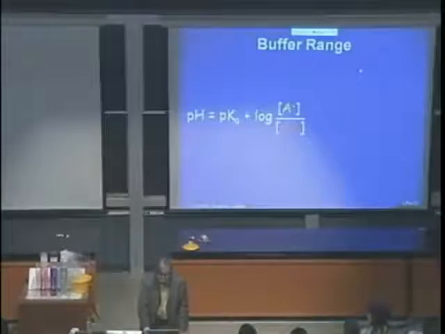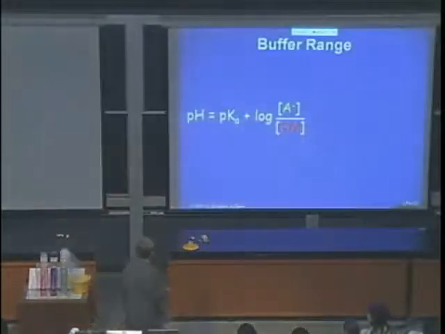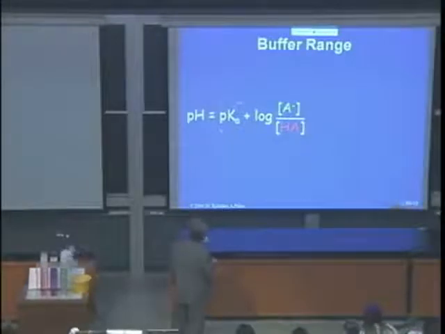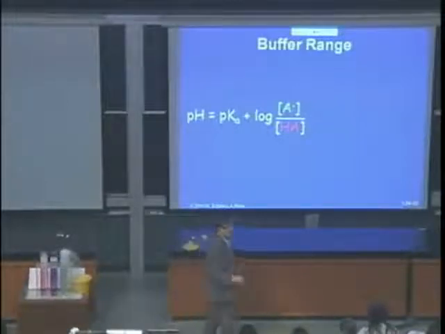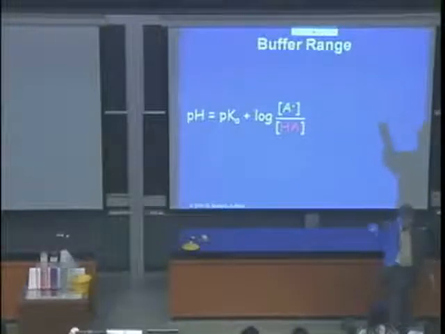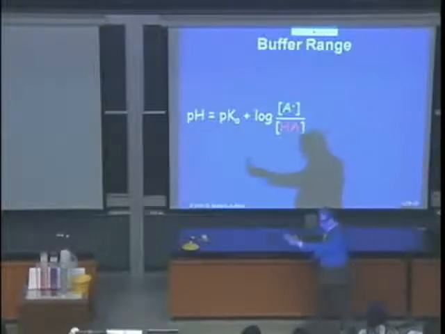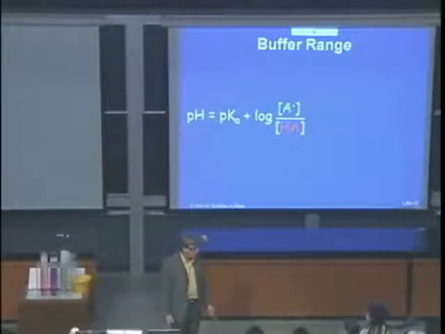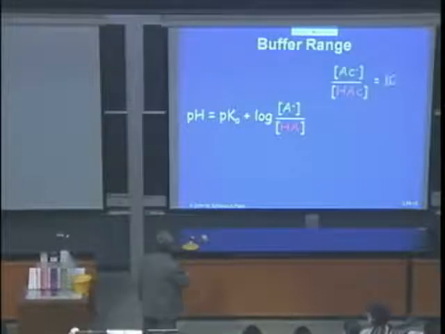And so with this, we're going to go on and talk a little bit more about buffers. So the buffer range is pH equals pKa, or pKb, plus log A minus, if you use an acidic buffer, A minus divided by HA. Remember, you had buffers when you were calibrating your pH electrode. You had a buffer of 7 and a buffer of pH 4. And you said, I know this is pH 7, this is pH 4, and so I adjust my instrument, and now I can measure anything between 7 and 4, precisely.